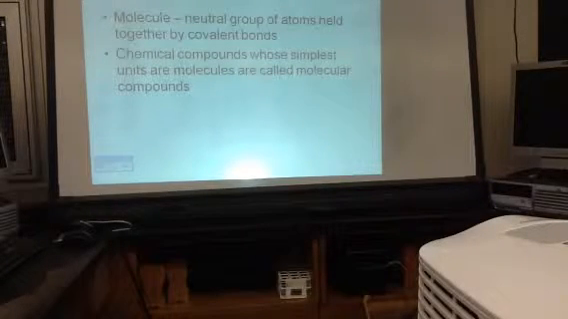Molecules only relate to covalently bonded compounds. There are no molecules of ionic compounds. No molecules of ionic compounds.